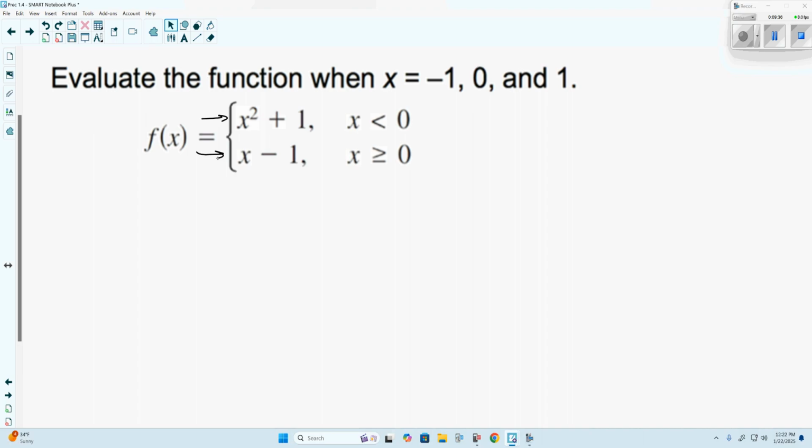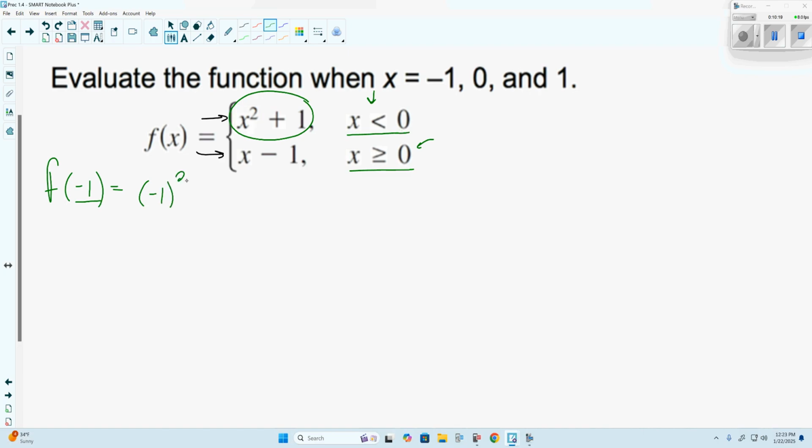Now, when we evaluate a piecewise function, here we'll take f of -1 to start. We look at the x value and compare it to the two inequalities, and that will determine which function we use. So our x value is -1. We have two options. Either x is less than 0 or greater than or equal to 0. So is x less than 0 or greater than or equal to 0? It's less than 0, which means since it's less than 0, we use the equation next to it.